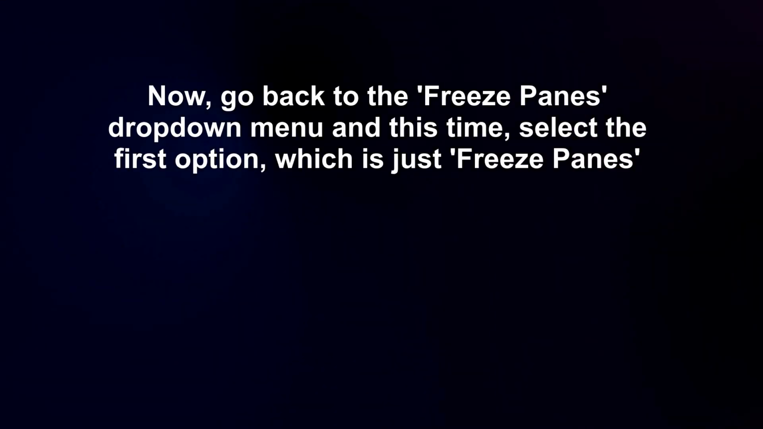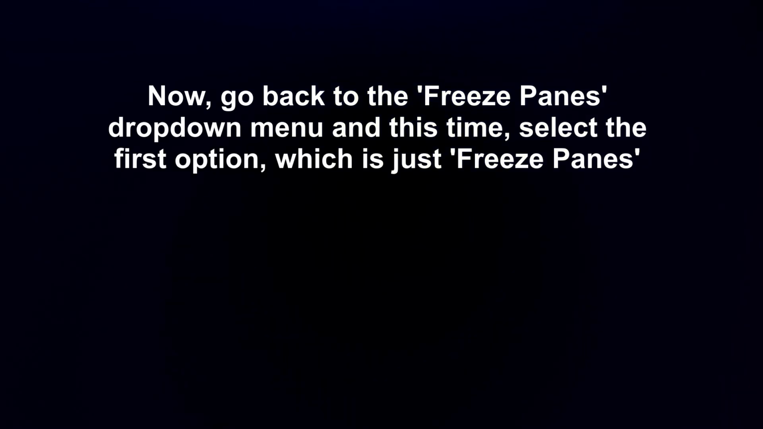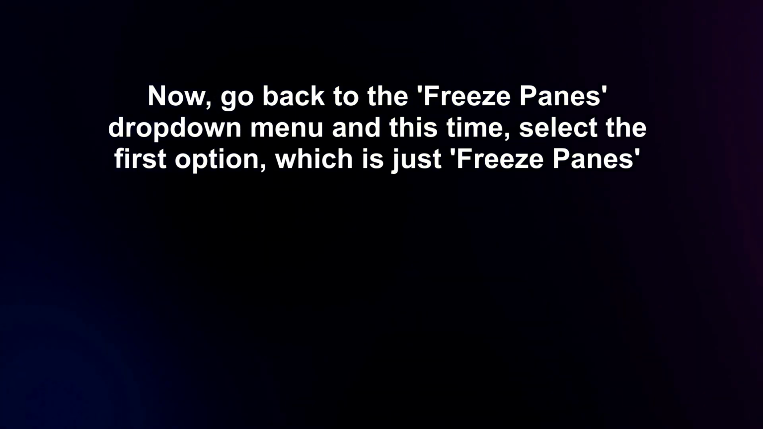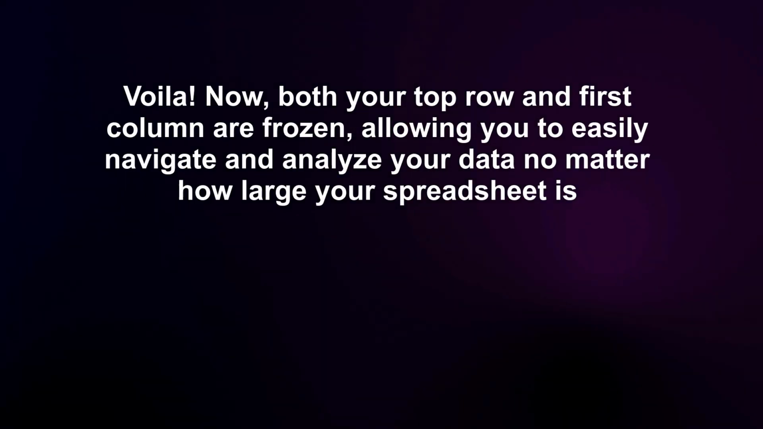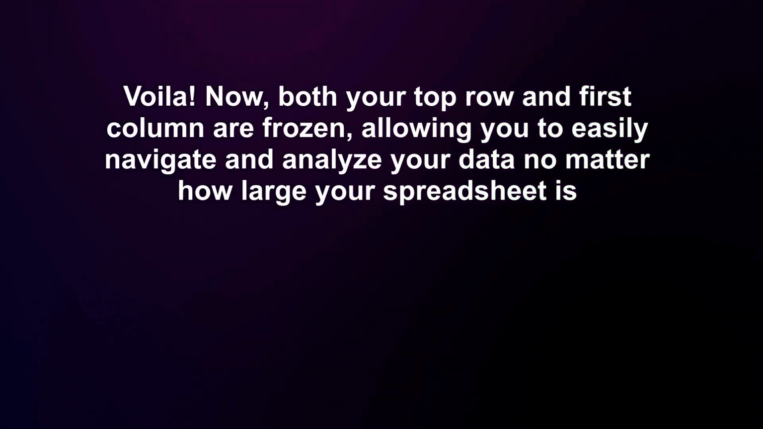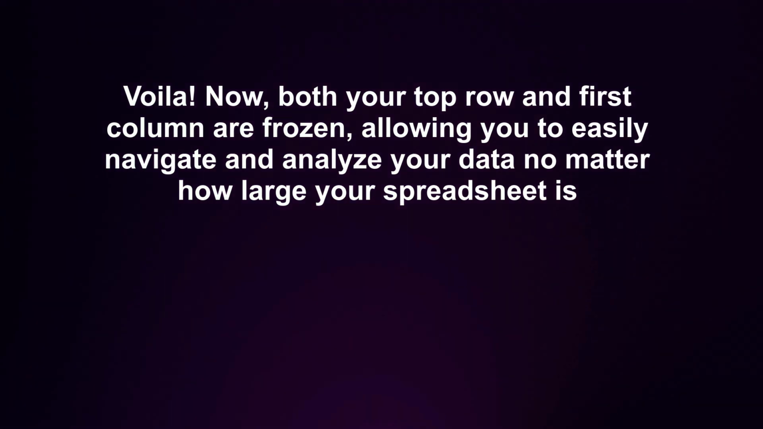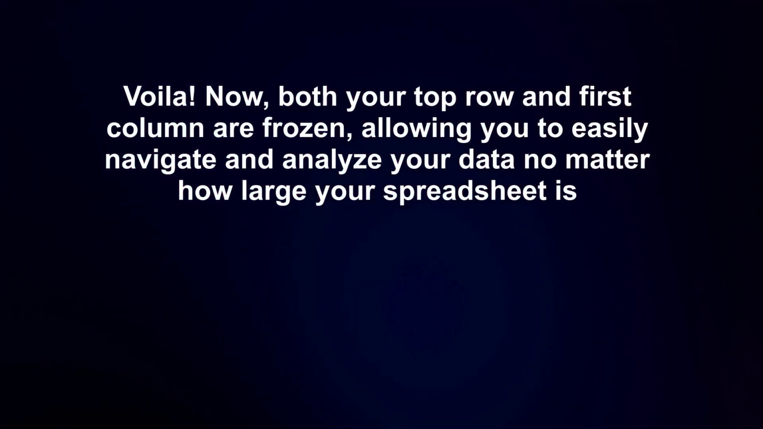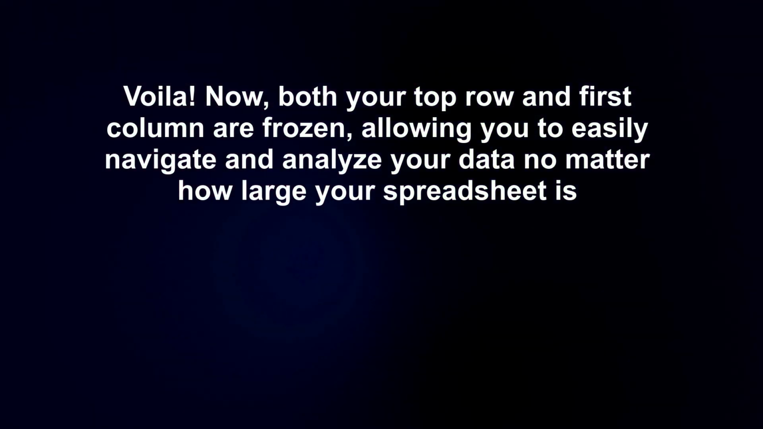Now, go back to the Freeze Panes drop-down menu and this time, select the first option, which is just Freeze Panes. Voila! Now, both your top row and first column are frozen, allowing you to easily navigate and analyze your data no matter how large your spreadsheet is.